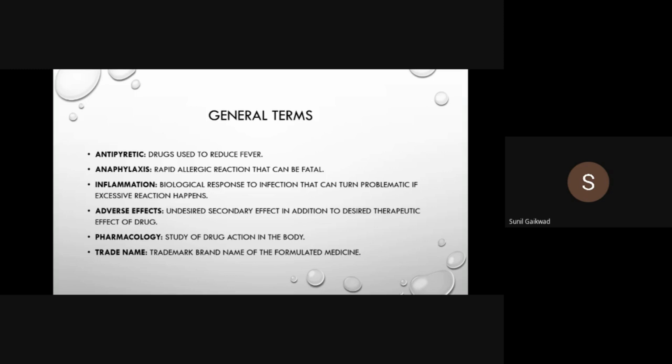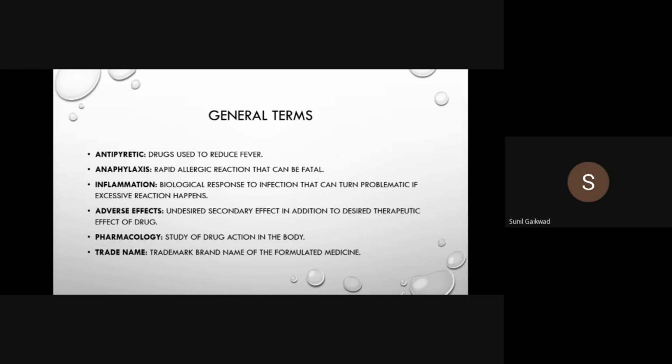So, antipyretic. Pyrexia means a high amount of fever. So, an antipyretic is any substance that is used to reduce fever. Anaphylaxis. Anaphylaxis is a rapid allergic reaction that can be fatal. Whenever there is some sort of foreign substance, our body reacts to eliminate it. Sometimes our body can react incorrectly, and thus we can go into anaphylactic shock. That is a huge cytokine storm or a huge allergic reaction.